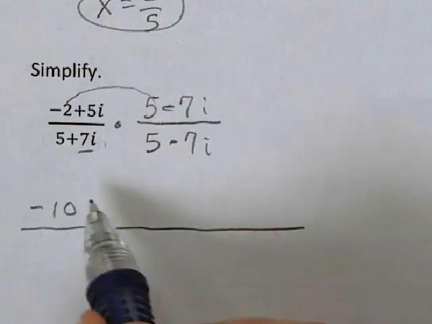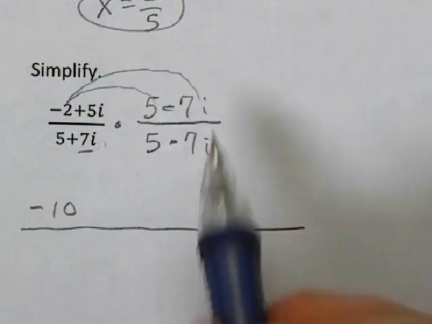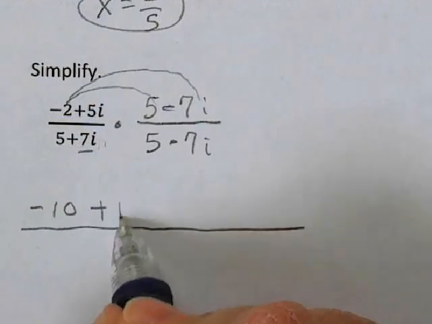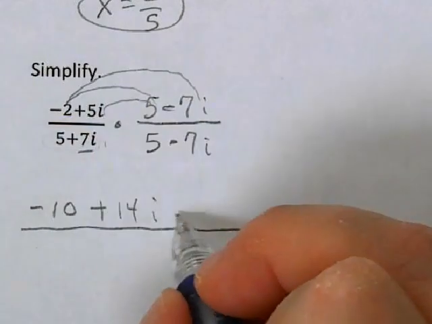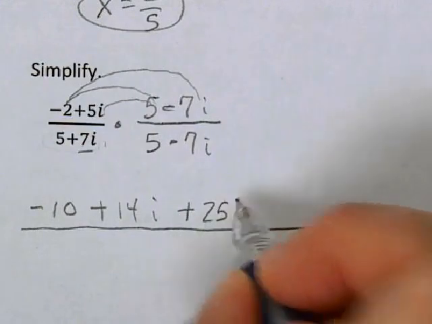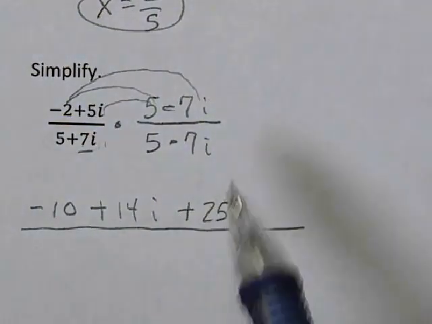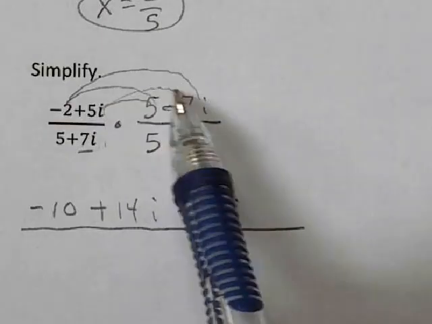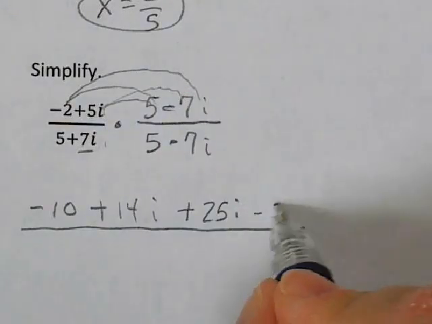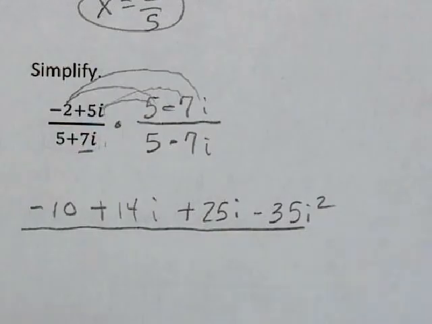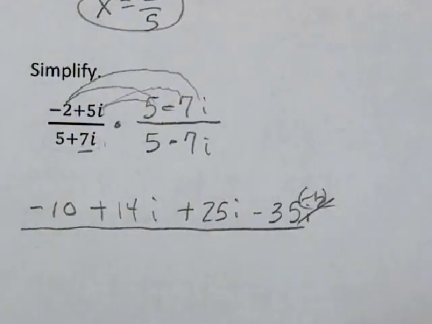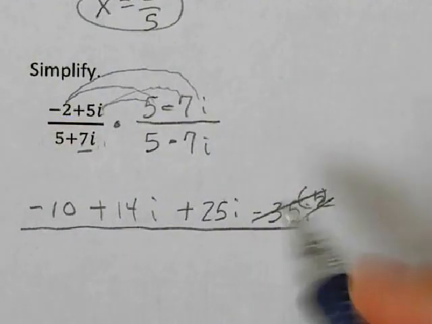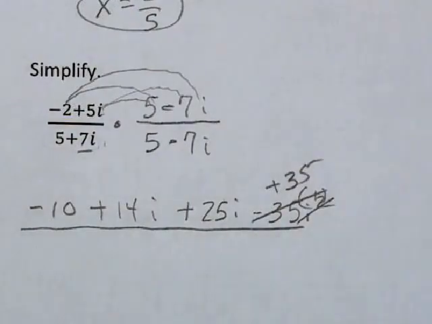-2 times 5 is -10. -2 times -7i is positive 14i. 5i times 5 is plus 25i. Positive 5i times -7i is negative 35i squared. And I know what i squared is, so I'm going to go ahead and take care of that. i squared is -1, which just turns this into positive 35.